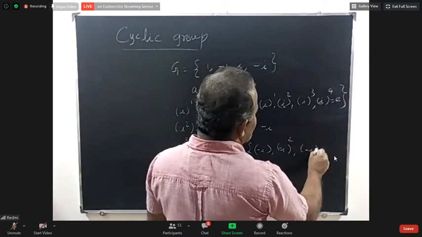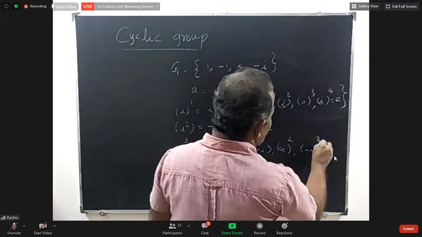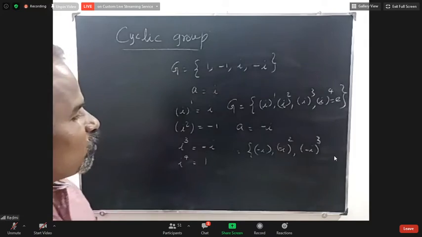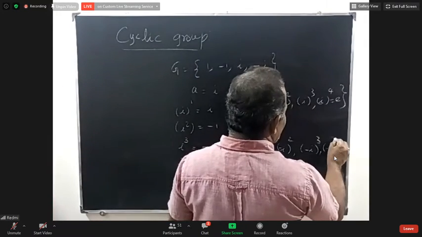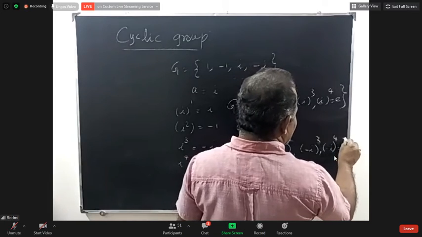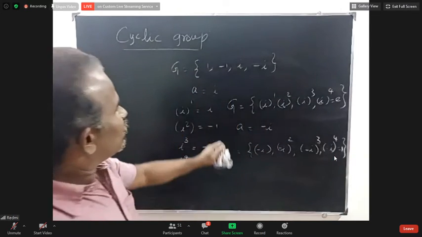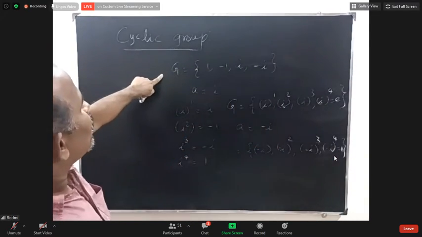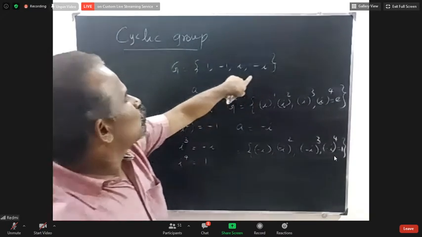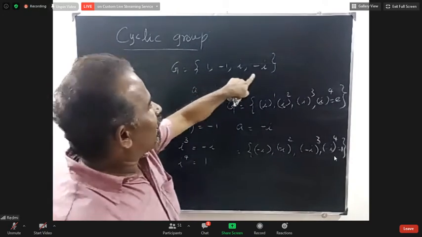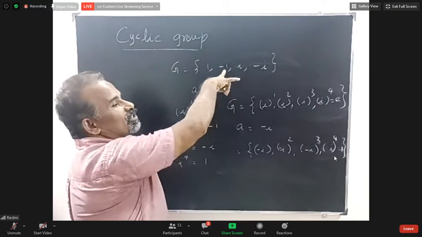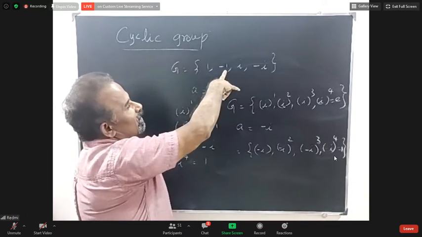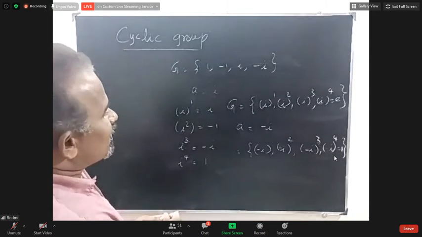Then (-i) cubed is i squared times minus 1, that is plus i. Then (-i) to the power 4 again is equal to 1, that is the identity element. So therefore, this group has two generators, i and -i. One is not a generator, and -1 is not a generator of this group. So this is a cyclic group.